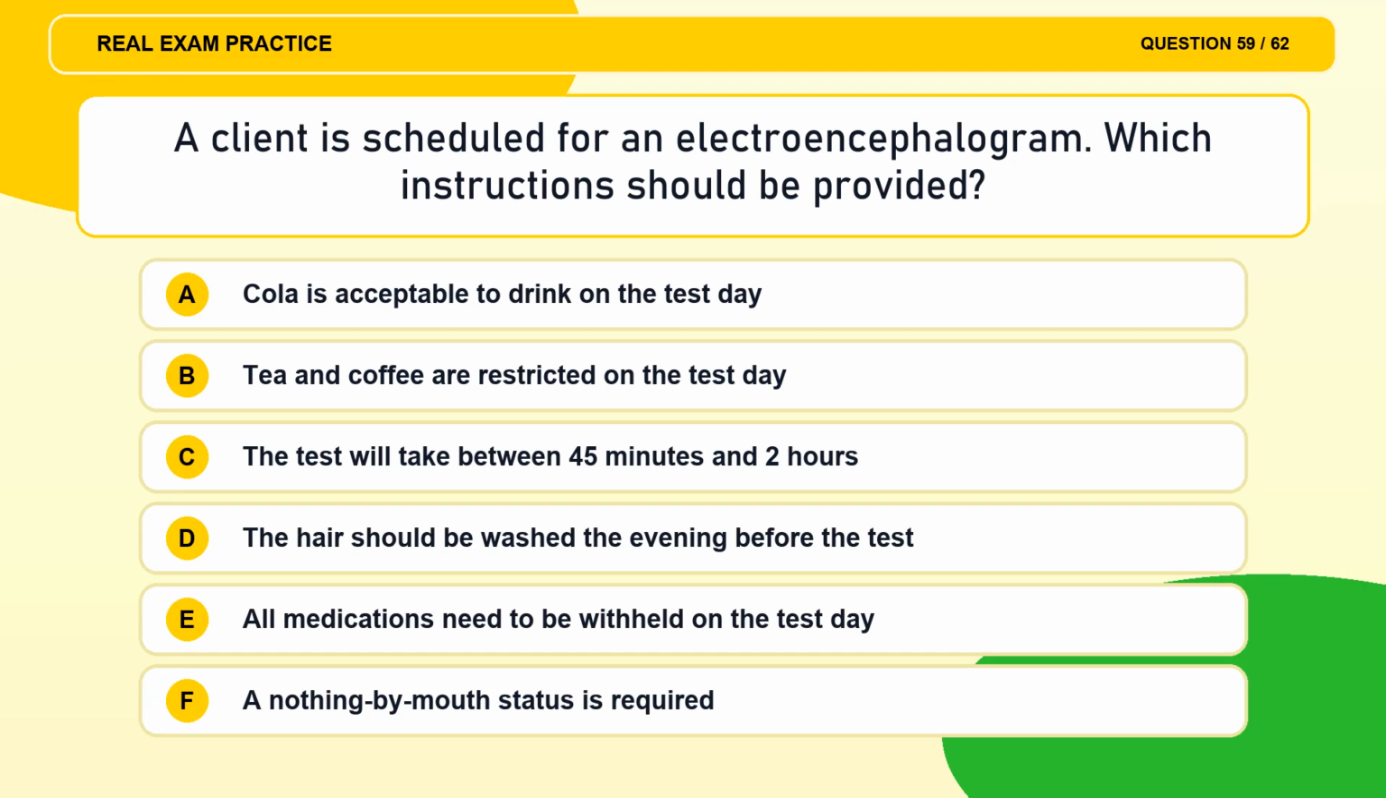Question 59. A client is scheduled for an electroencephalogram. Which instructions should be provided? Option A, cola is acceptable to drink on the test day. Option B, tea and coffee are restricted on the test day. Option C, the test will take between 45 minutes and 2 hours. Option D, the hair should be washed the evening before the test. Option E, all medications need to be withheld on the test day. Option F, a nothing by mouth status is required.